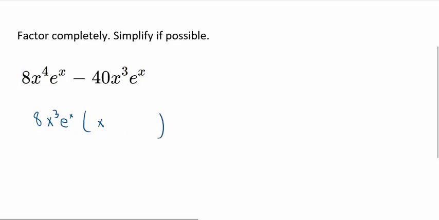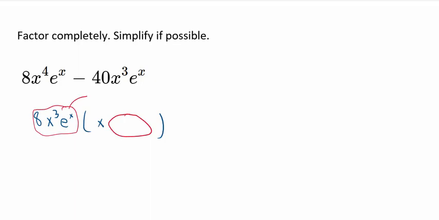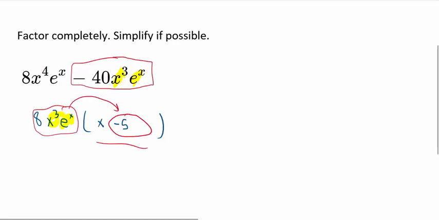Now the only thing left to do is to write an expression here so that when someone takes this and multiplies by the second term in the parentheses, they generate this second term in the given problem. So I ask myself, what would I multiply 8 by to get negative 40? And of course that would be negative 5. And then notice to generate the x cubed and e to the x, I already have that here. So convince yourself that if you multiply 8x cubed e to the x times negative 5, you do indeed generate the term negative 40x cubed e to the x.